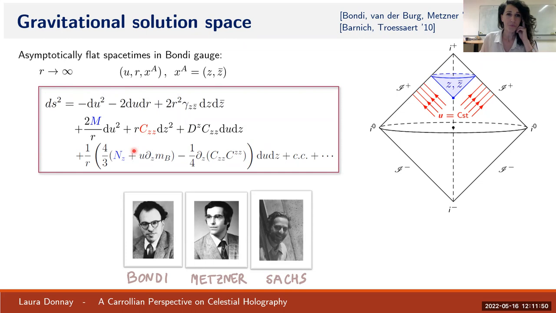In this setup, we're using these convenient so-called Bondi coordinates, where there is a retarded time, which is followed by null rays, and a radial coordinate and two angles on the sphere, z and z bar. This first line is just exactly Minkowski written in these coordinates. And there are some subleading corrections. So they are 1/r expansions as one approaches the boundary when r goes to infinity.